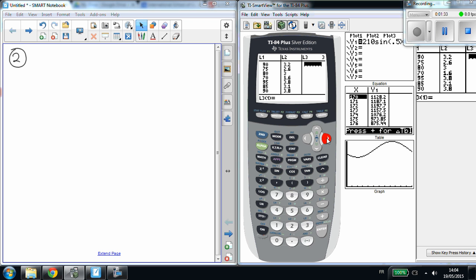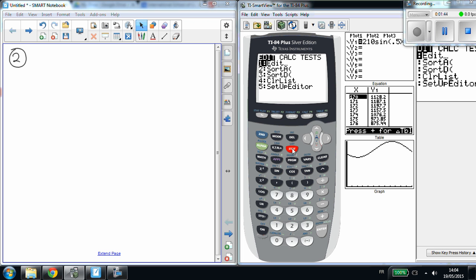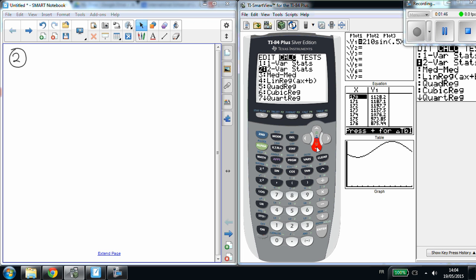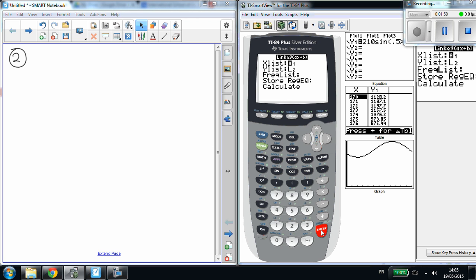And that's it. Maybe it's worth having a quick scroll through your results to check they're correct. If you're happy with them, you then need to go to Stat, to Calc, and we want Lin Reg. Okay, the X list is list 1, the Y list is list 2. There's no frequency list in this case. We don't particularly want to save the equation, though it might be useful.